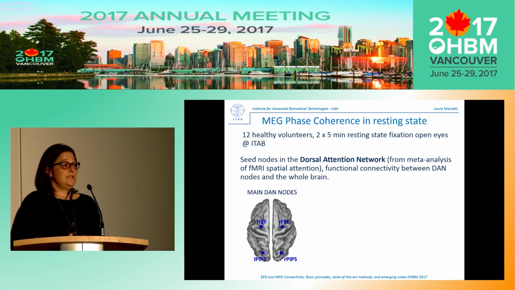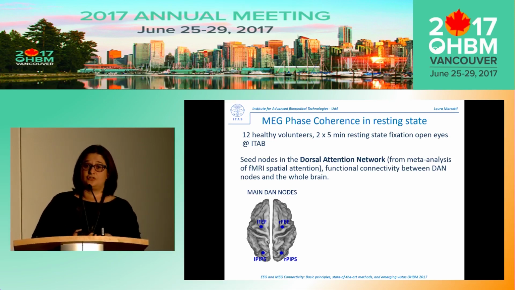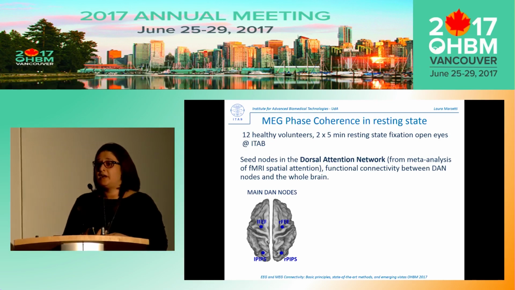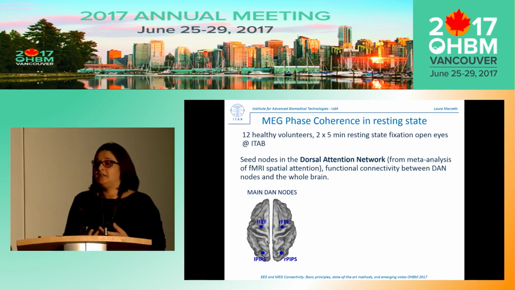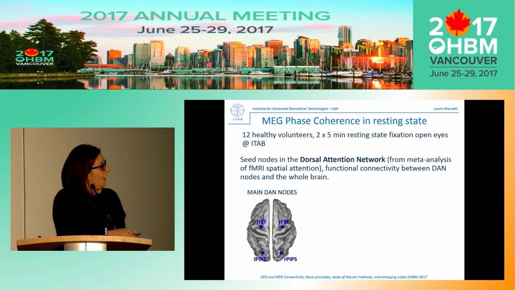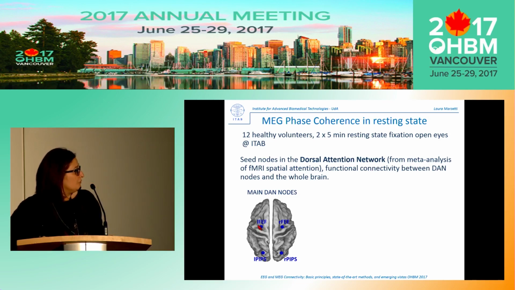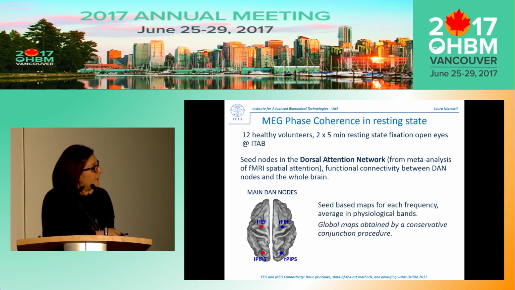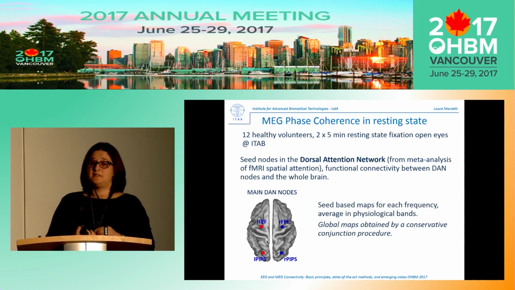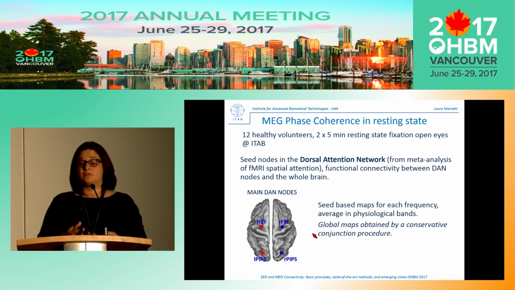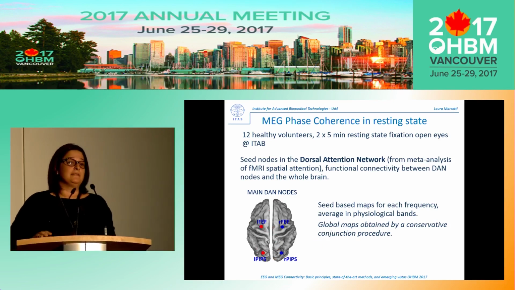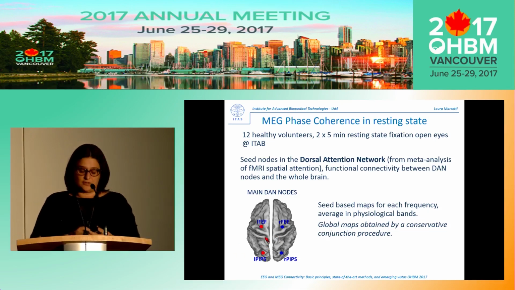That's actually what I did some years ago, starting from the dorsal attention network, which has been well studied in fMRI and is characterized by rather superficial nodes. So in some sense, it's really ideal to be looked at with MEG. I will not go into the details of this, but these are the main nodes of the network. If you take, for instance, two of them, then you could make frequency-specific maps of the relationship between these brain regions and the rest of the brain, and then do some conservative conjunction procedure in order to highlight the patterns that are common to both these nodes of the network.